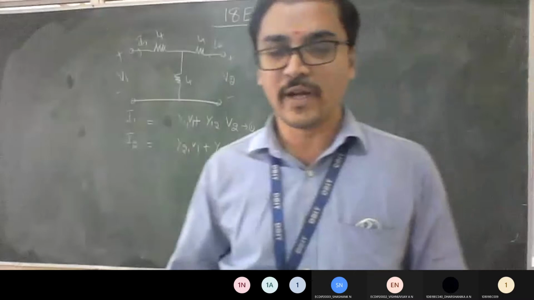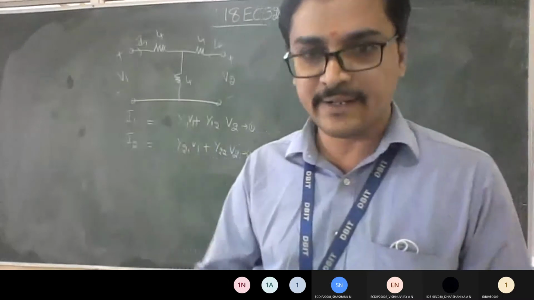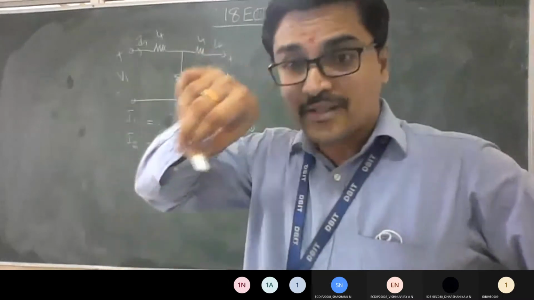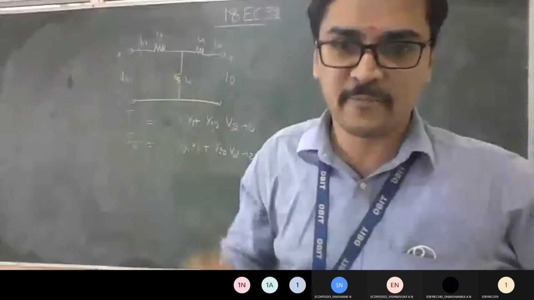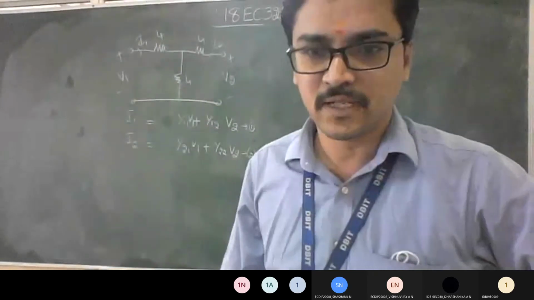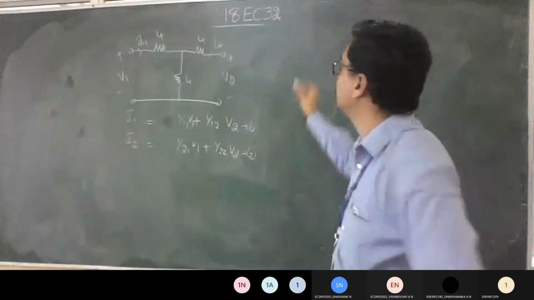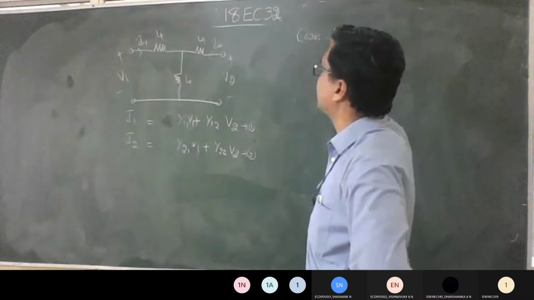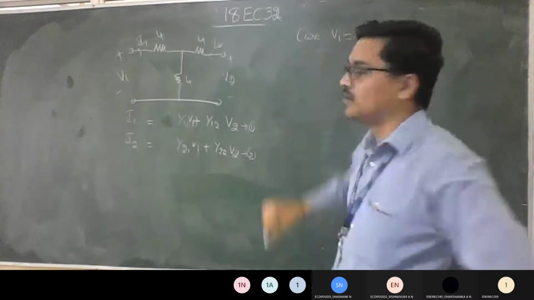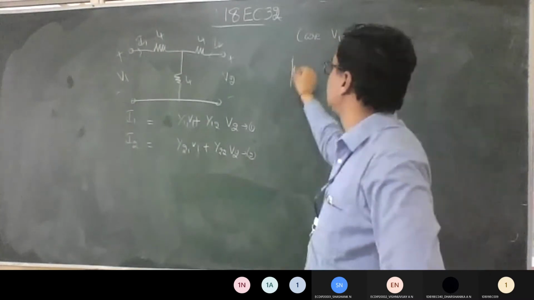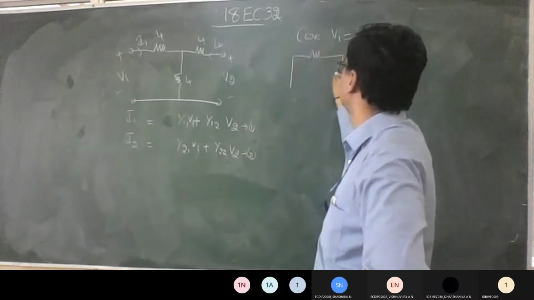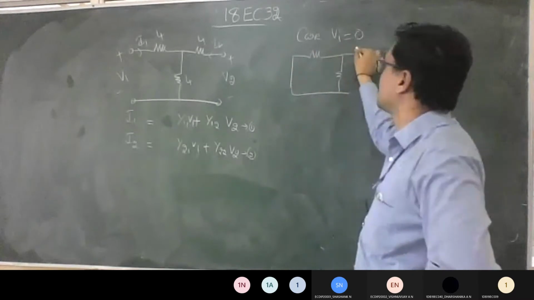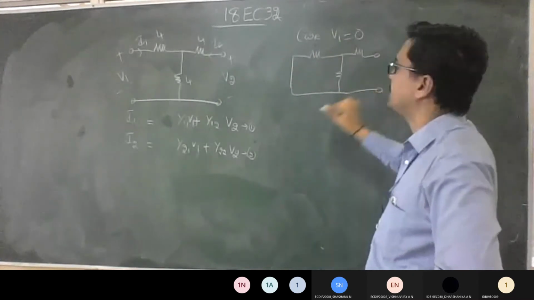If you understood how to do Y parameter and Z parameter, then H parameter will be easier for you. One concept from Z, one concept from Y, and you will get the answer. Clear? So now go to case 2. What should I make here? V1 is equal to 0. If V1 is equal to 0, this becomes a short circuit. So this is how the new circuit will be, right?